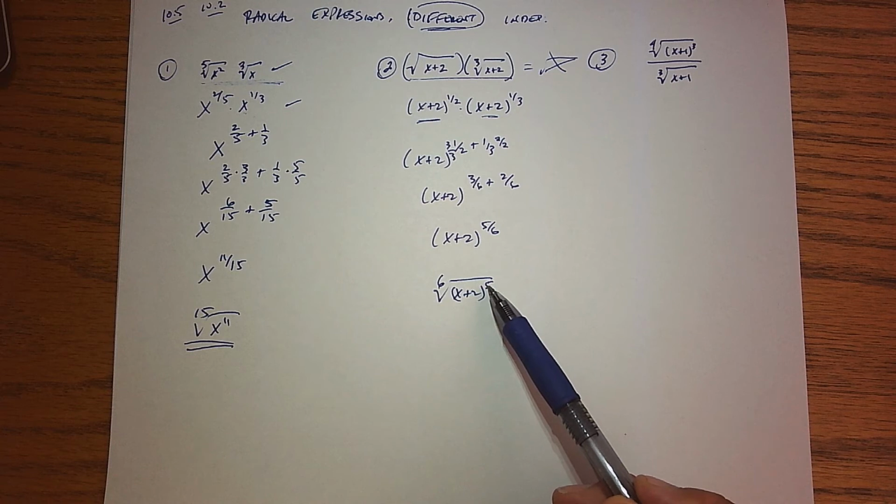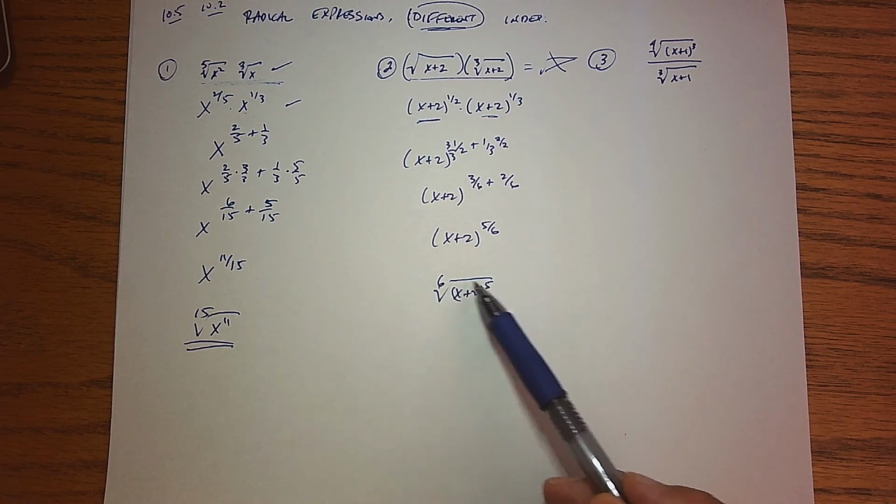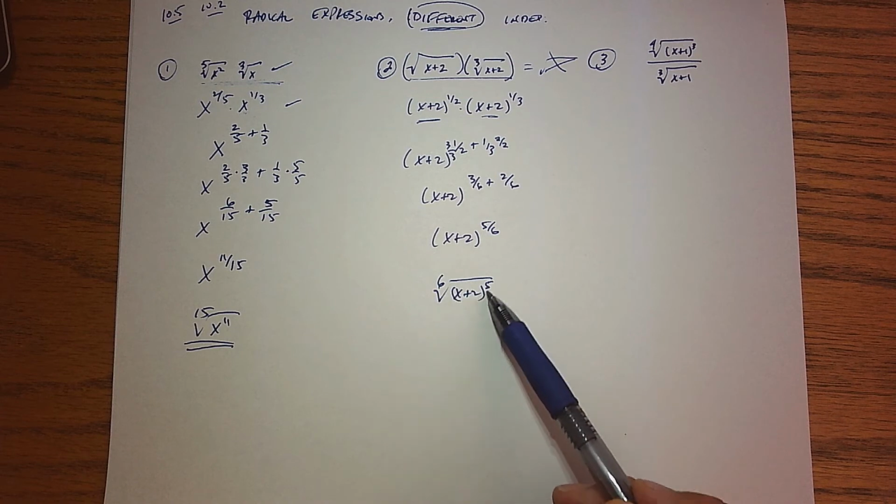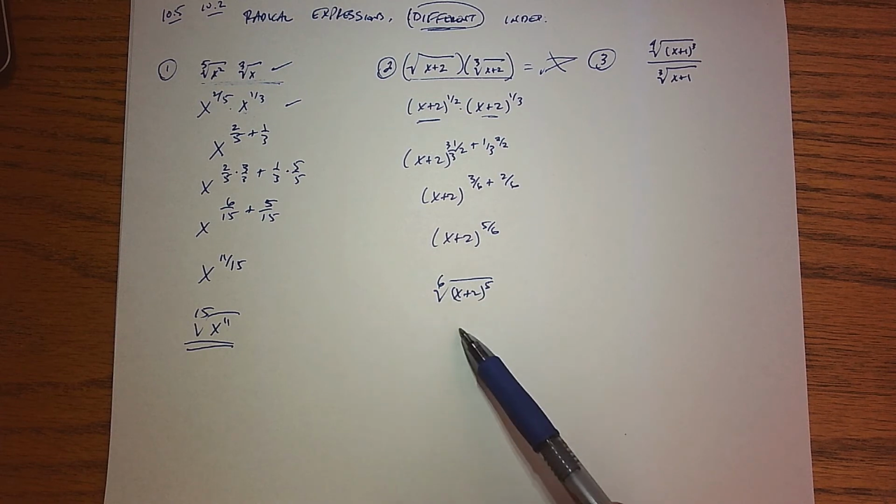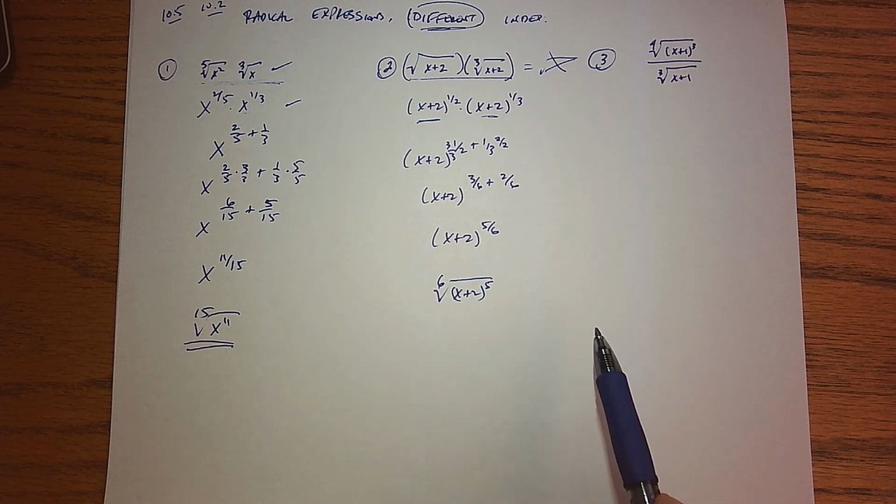Nice and simplified because all my rules are there, right? So the power is less than the index. They don't share a common factor. The radicand is not a fraction, and there's no radicals down in the denominator. So that's basically all we do. So like I said, we've done this before.